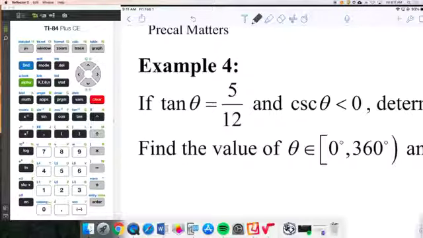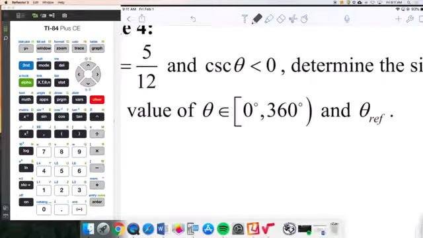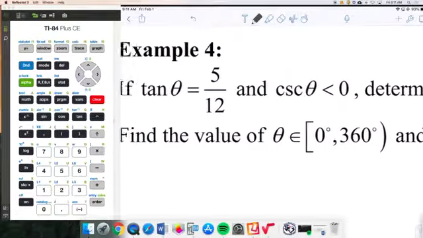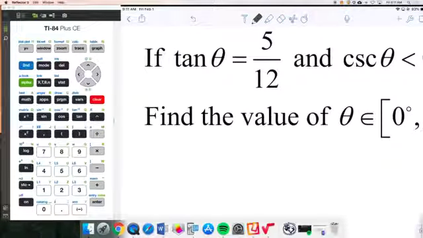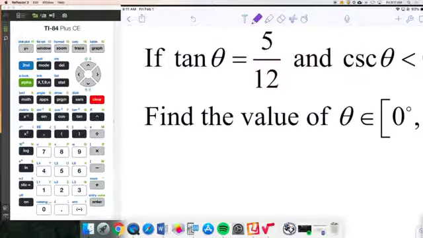Well, if you like mysteries, it's a better clue. If you don't like mysteries, that's a horrible clue because we have to work a little harder. Determine, again, the simplified exact values of the other 5 trig functions. And then after that, we'll find theta and theta ref in degrees. Okay, so tangent is 5/12. Let's come down here. All right, a little smaller here. There we go. Tangent of theta is 5/12.